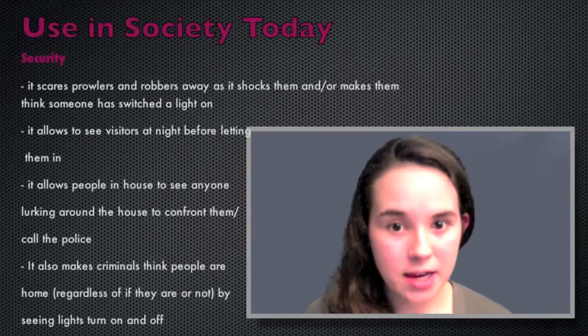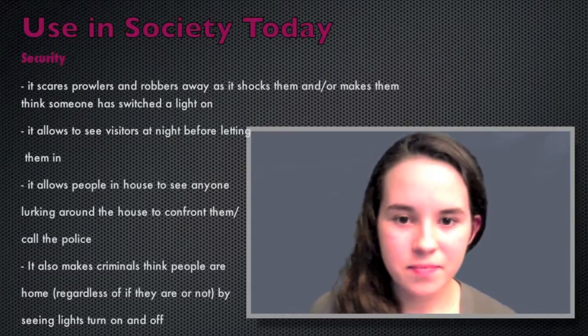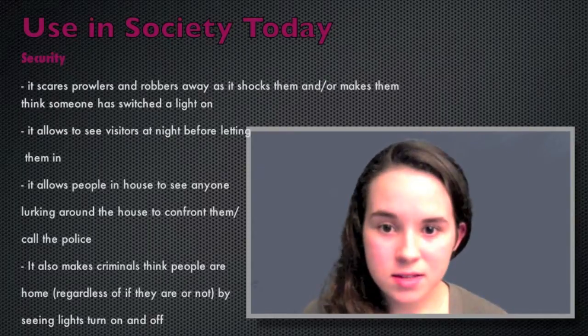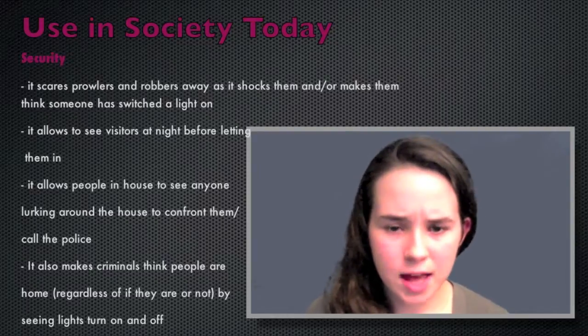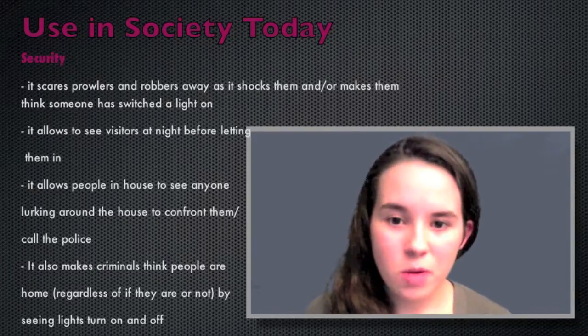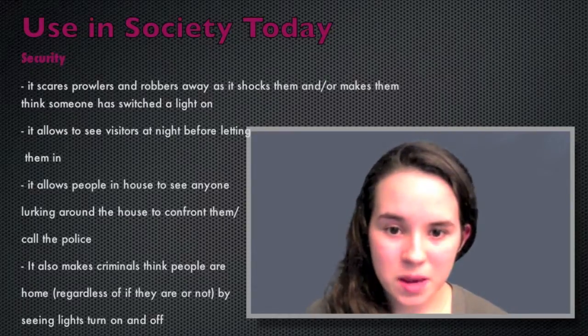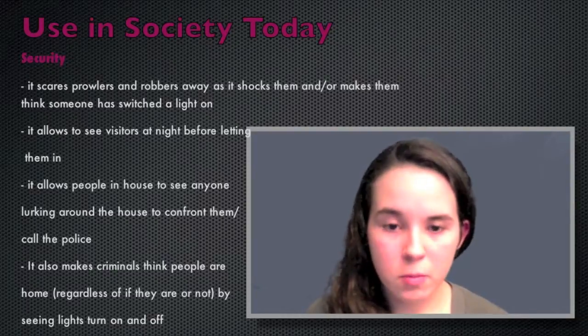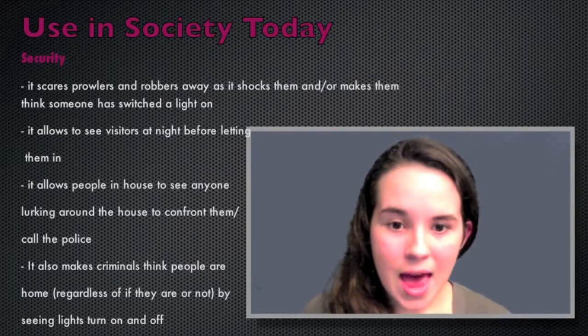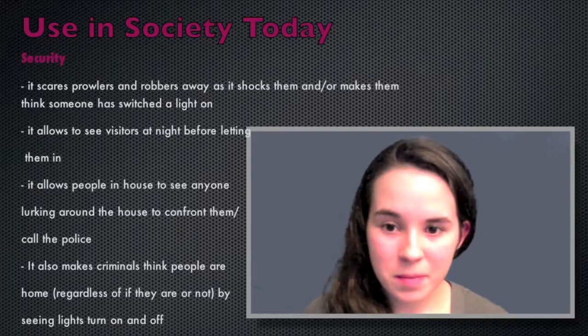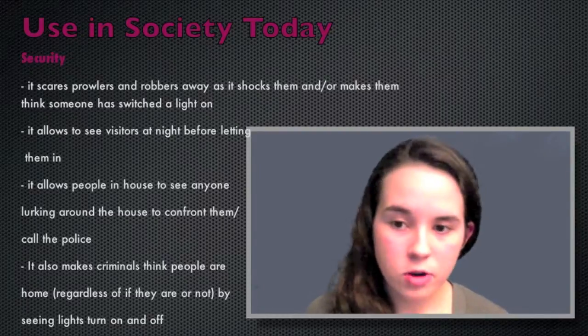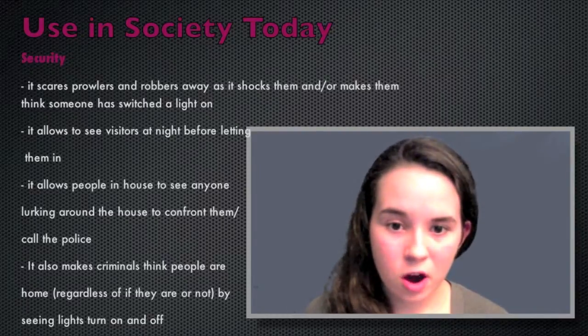Secondly, and its main use, is in security. It scares away prowlers and robbers as it shocks them and/or makes them think that someone switched a light on. It allows homeowners to see visitors at night before letting them in. It allows people in the house to see anyone lurking around the house to confront them or call the police. It also makes criminals think that people are home, regardless if they are or not, by seeing lights turn on and off, so it would reduce crime.